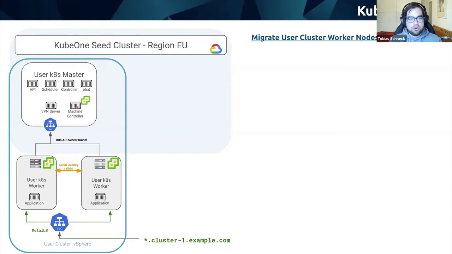Also, we have a machine controller which is configured to place machines on the vSphere cloud. And between the vSphere workers, we have an overlay based on the kernel. And we have a MetalLB service which creates the inbound traffic load balancer to the dedicated application ports.